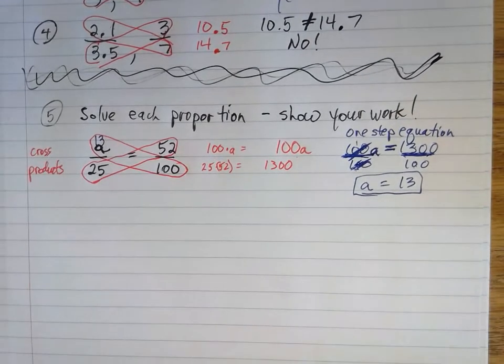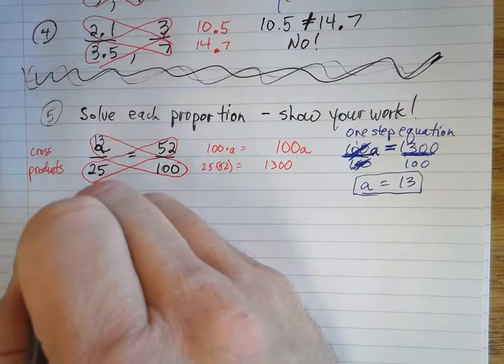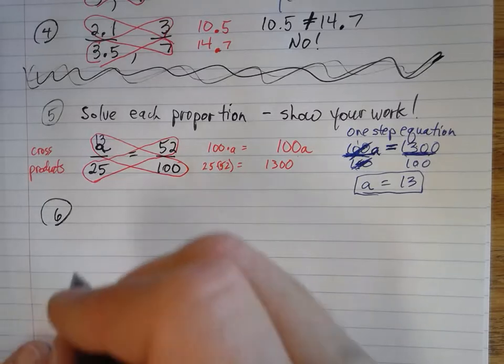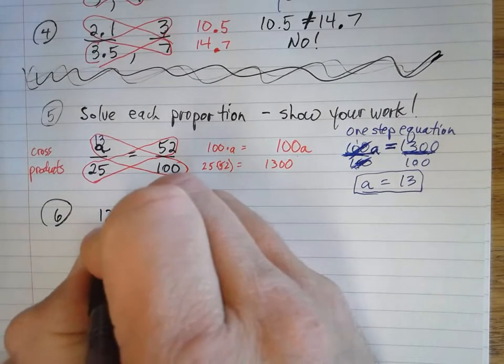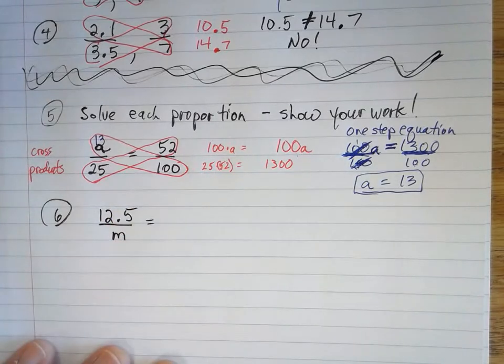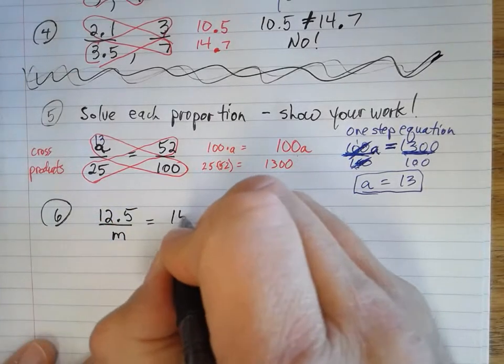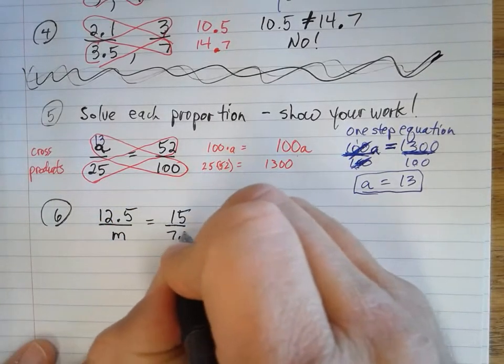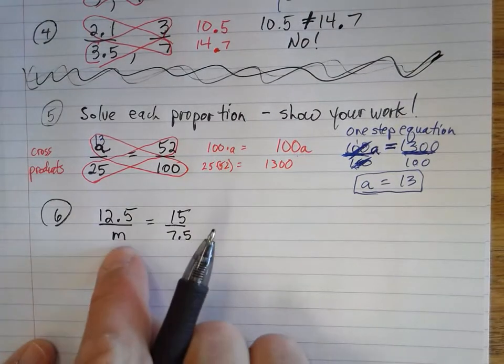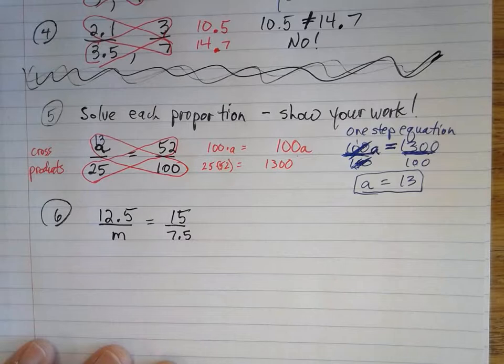Now, let's do another one. This time I'll do this one a little bit swifter. Okay? So this time, let's say we've got some that have some decimals in them. So let's say we've got 12.5 over m equals 15 over 7.5. All right, so we're looking for m. Still going to use the cross product method.